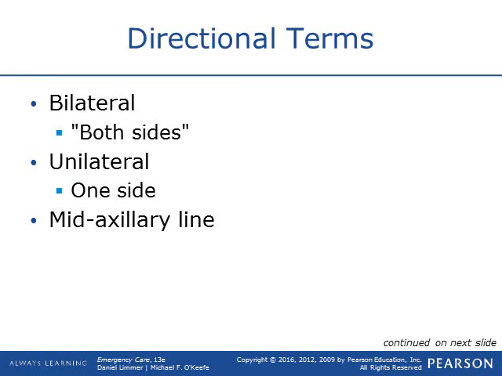Bilateral, meaning both sides. Say a patient has both their legs amputated. They have bilateral amputations. Unilateral, meaning on one side. And the mid-axillary line is a line that runs straight down the side. So if you were to basically cut from like the armpit all the way down the side, across your hip down, that is the mid-axillary line.